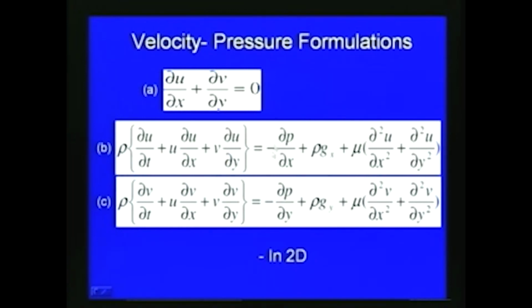So, these three equations, including the continuity equation and two momentum equations, are the equations used in the velocity pressure formulation for the Navier-Stokes equations. These equations are called primitive variable formulation, and this is the most commonly used form of the Navier-Stokes equations for most fluid flow problems.